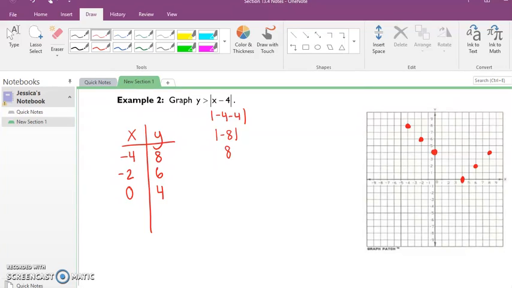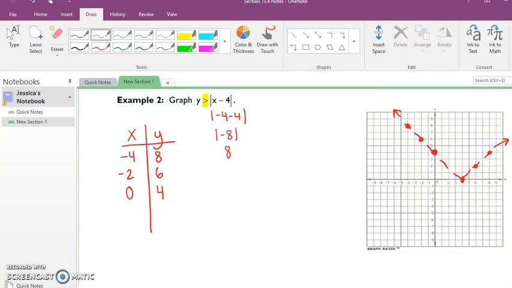So step 1, I have to find the shape of my graph. Step 2, I need to determine what type of boundary line I have. Because it is a greater than and not a greater than or equal to, I'm going to make a dashed boundary line. So I have dash, dash, dash, dash, dash, dash. And I'm going to make this look like a nice V-shaped graph. Please make sure you get enough points on there so you can see the true shape of that graph.